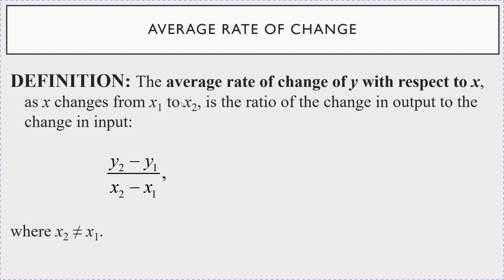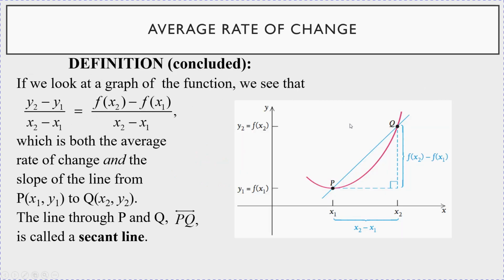So the average rate of change of y with respect to x, as x changes from x1 to x2, is the ratio of the change in output to the change in input. Okay, so basically what this is here, you can see it's the change in y over the change in x. You might have also seen this as delta y over delta x. Well, what exactly is this? This is just the slope, right? This is just the slope formula. So what we're saying here is that we're going to consider the slope formula the average rate of change of the y variable with respect to x.